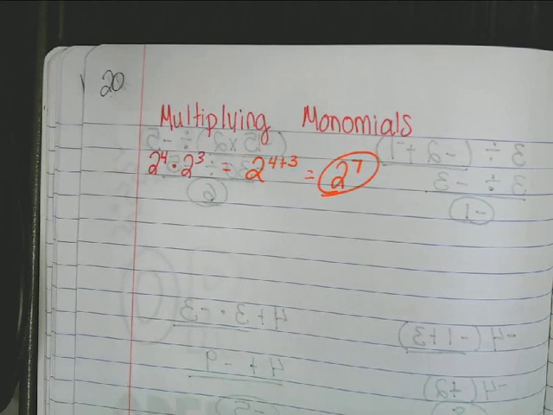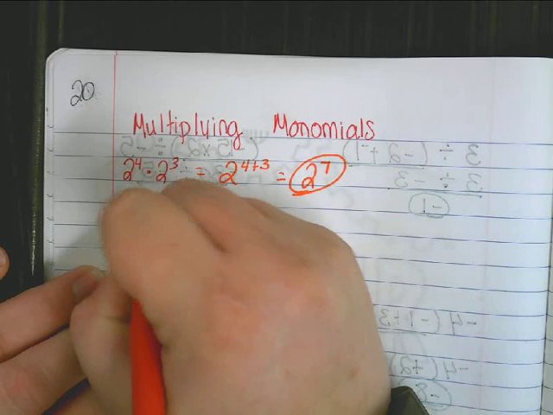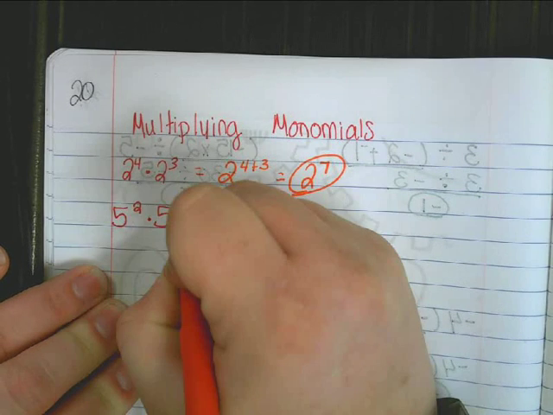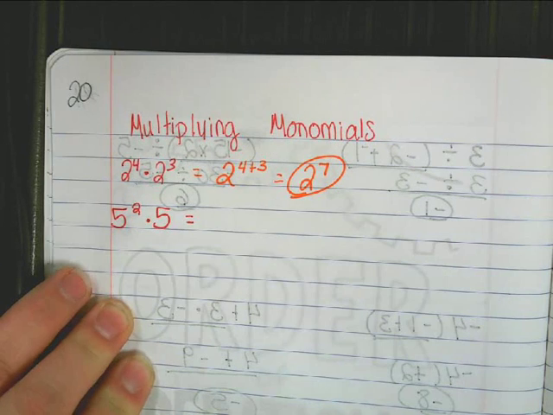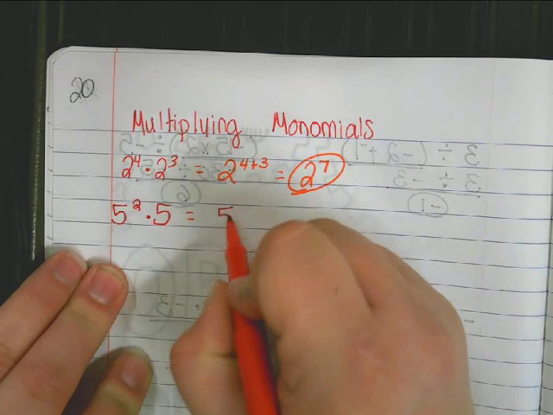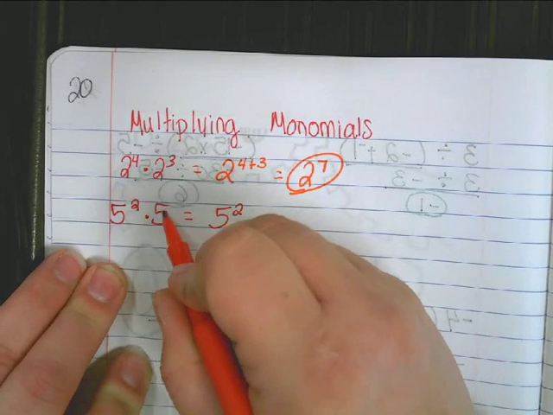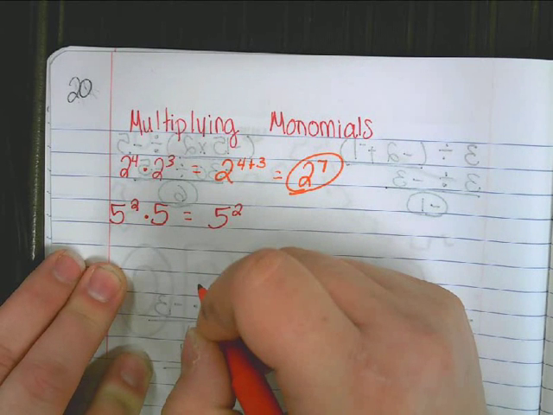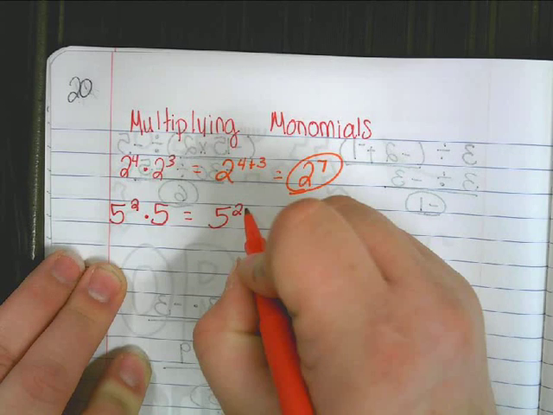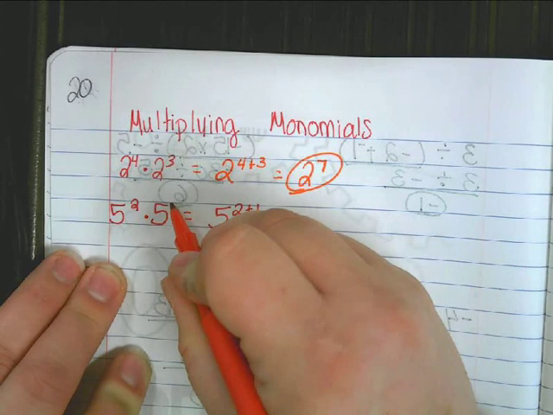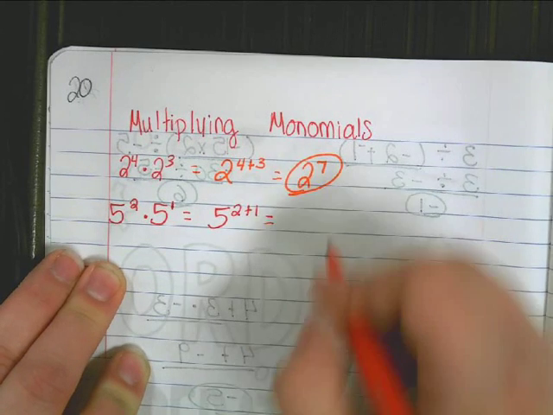Look at 5 squared times 5. So keep your base of 5, add your exponent. This one has a 2, this one doesn't have anything, so what is it? It's not a 0. It's a 1. Whenever there's no exponent, it's always a 1. So my answer would be 5 to the 3rd power.